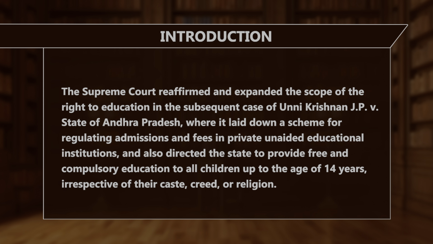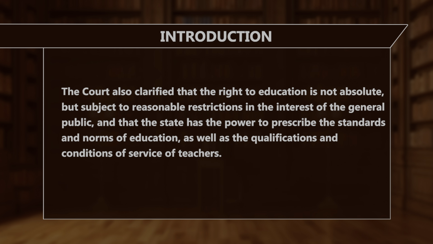The Supreme Court reaffirmed and expanded the scope of the right to education in a subsequent case, Unnikrishnan versus State of Andhra Pradesh, where it laid down a scheme for regulating admissions and fees in private unaided educational institutions and also directed the state to provide free and compulsory education to all children up to the age of 14 years, irrespective of their caste, creed or religion. The court also clarified that the right to education is not absolute but subject to reasonable restrictions in the interest of the general public, and that the state has the power to prescribe the standards and norms of education as well as the qualifications and conditions of service of teachers.